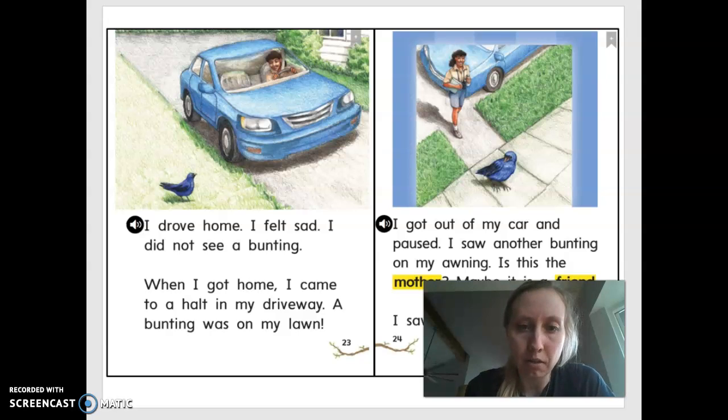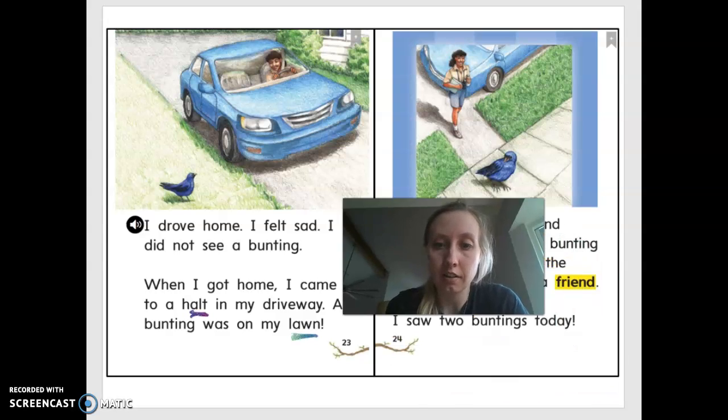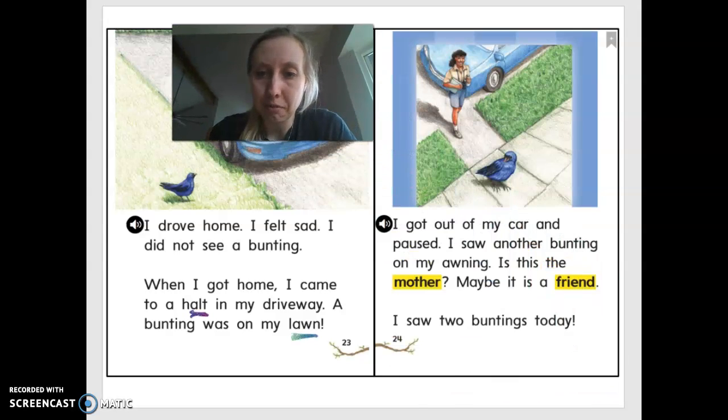I drove home. I felt sad. I did not see a bunting. When I got home, I came to a halt in my driveway. A bunting was on my lawn. I got out of my car and paused. I saw another bunting on my awning. Is this the mother? Maybe it is a friend. I saw 2 buntings today.